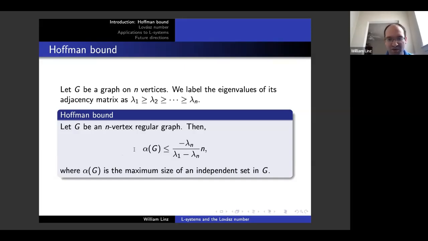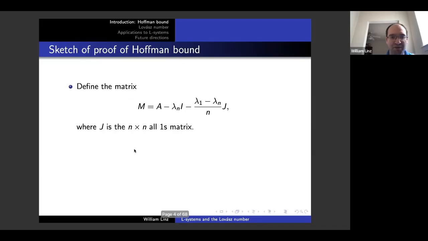To frame the discussion as well, I'm going to sketch the proof of the Hoffman bound. I'm sure a number of you have seen this as well, but it'll be useful to introduce why I would care about the Lovász number, for example. So here's the sketch of the proof. Let's define this matrix M to be A, the adjacency matrix, minus lambda n times the identity matrix, minus (lambda 1 minus lambda n) over n times J, where J is the n by n all ones matrix. J will be seen a few more times in the talk; it'll always be the n by n all ones matrix.